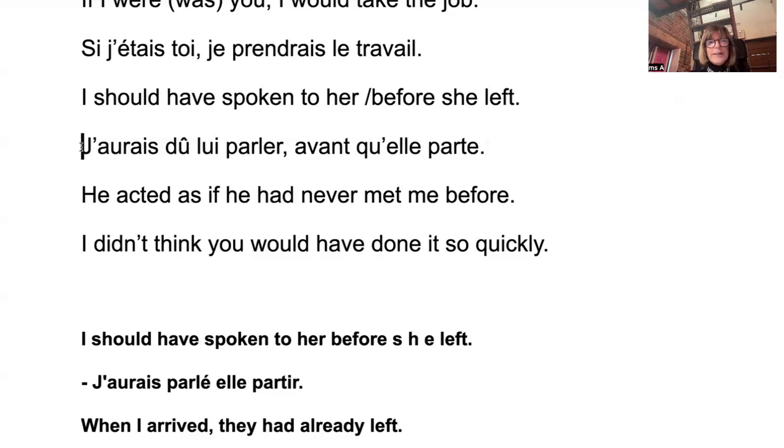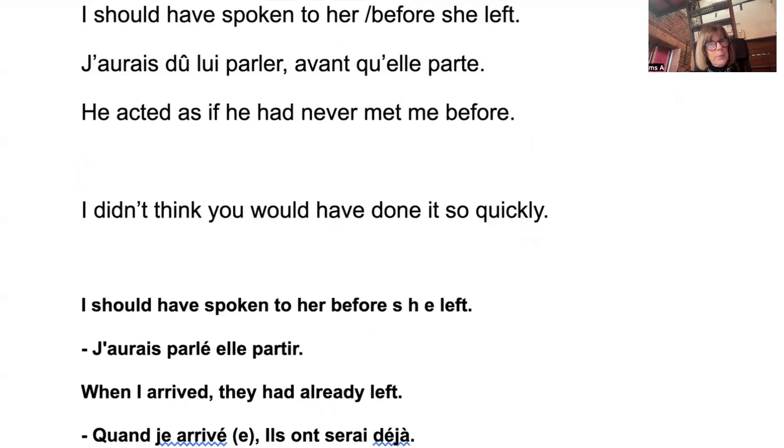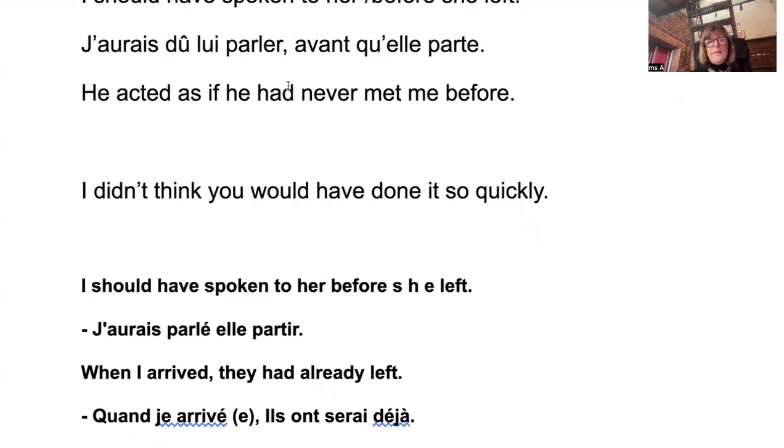This was a very hard sentence. If for the moment, Elsin or all the others, you want to skip this one for the moment, that's fine. Don't make it too hard from the beginning. He acted as if he had never met me before.